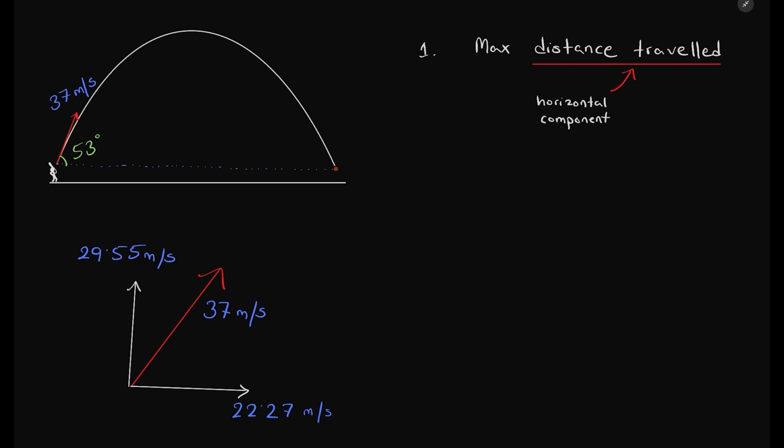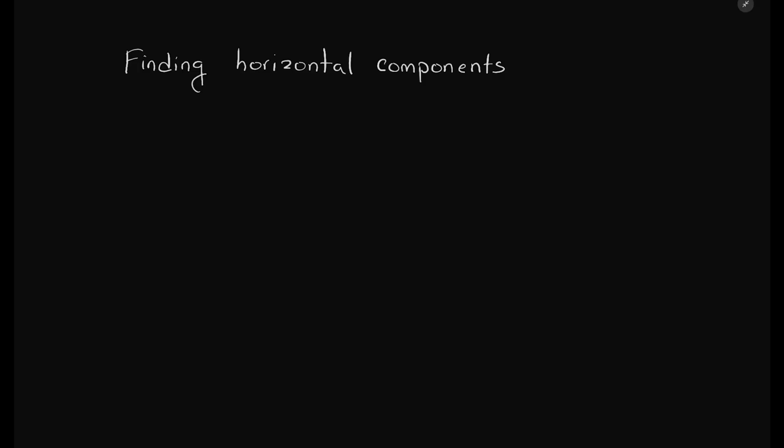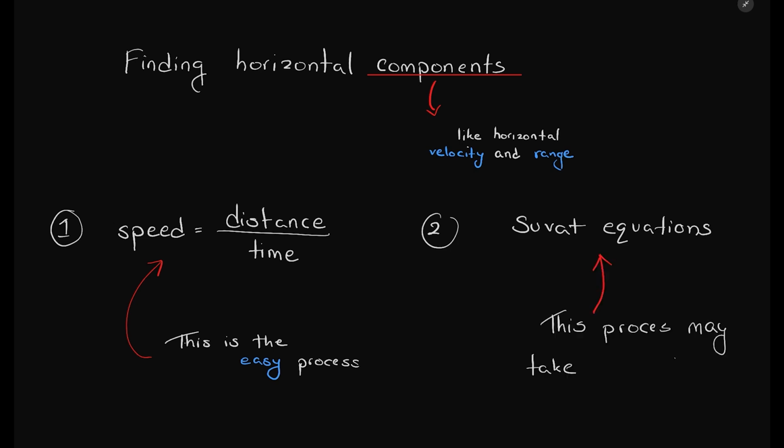Here we run into a problem. We do not know any other value for the horizontal component except the initial horizontal velocity. So we can use two things. One, using the normal speed equals distance by time formula, or we can use the Suvat formula to find the time and later use that in a horizontal component formula. Let's practice the tougher one, shall we?